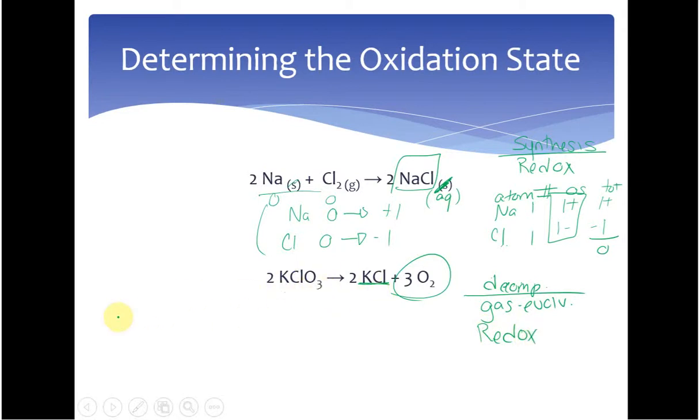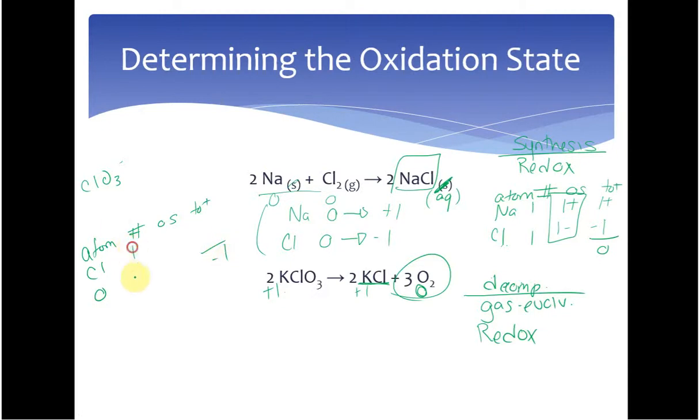Here, we have potassium chlorate decomposing to potassium chloride and oxygen gas. Now, oxygen by itself is going to have an oxidation number of 0. K in a compound is a main group metal, so it's going to be +1. If I make a table: atom, number, oxidation state, and total. In potassium chlorate, we could do this all as an atom, but let's just do the chlorate ion by itself. So chlorate has chlorine and oxygen, and its charge is -1.